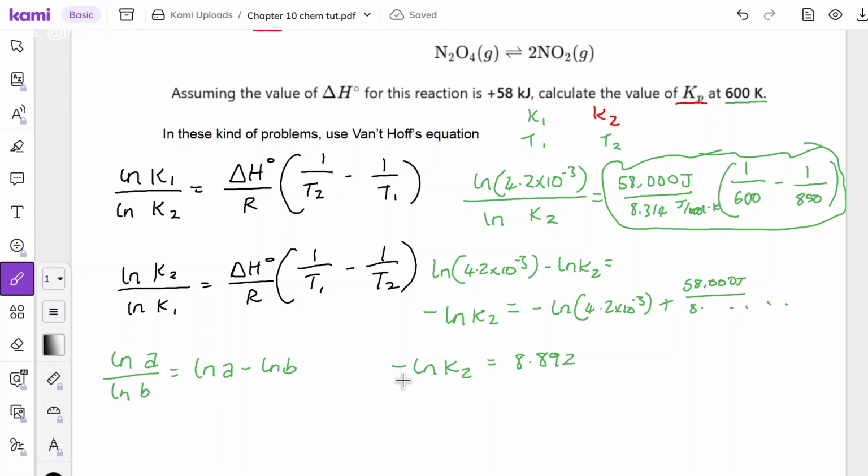And then I'm going to multiply both sides by negative. That just gets rid of this negative and moves it over here. And then another log property is if you raise a log to the e power, it gets rid of the log. So K2 equals this plugged into the calculator, which is 1.37 times 10 to the negative 4. And that's your final answer.